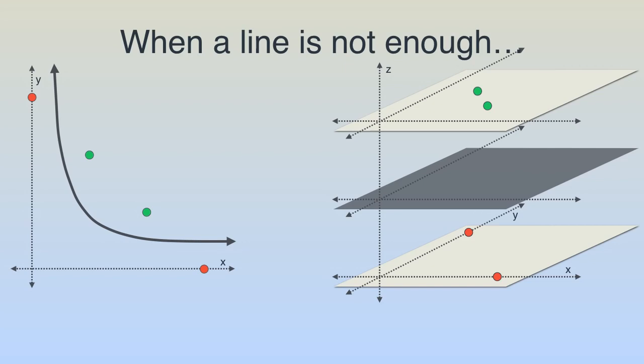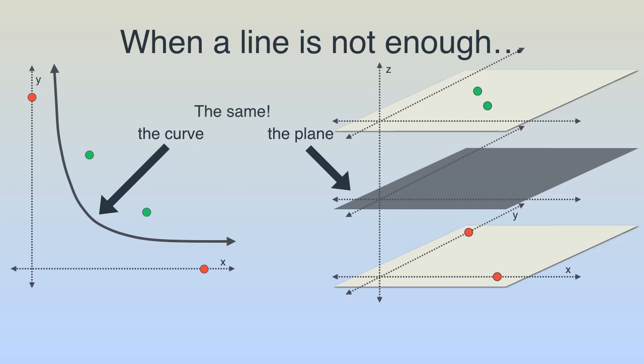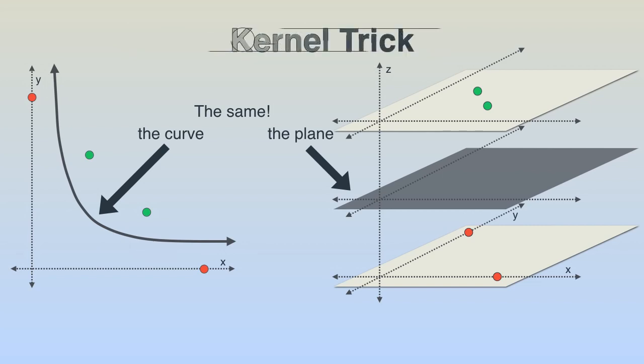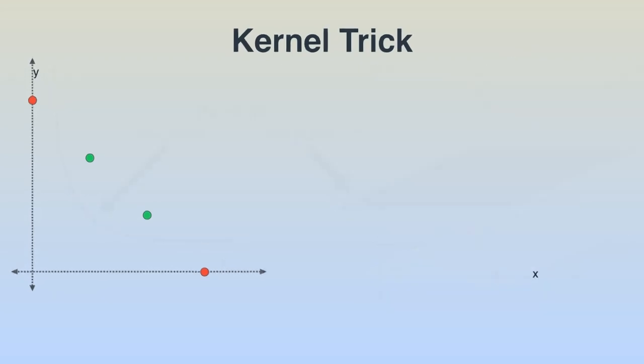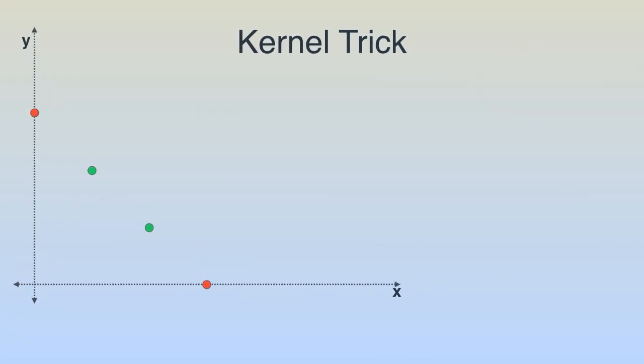So what seems like a better solution? The curve over here or the plane over here? Well, it turns out that these two are actually the same method. Don't worry if it seems confusing, we'll get into a little bit more detail later. This method is called the kernel trick and is very widely used in support vector machines. So let's study one of them in more detail.